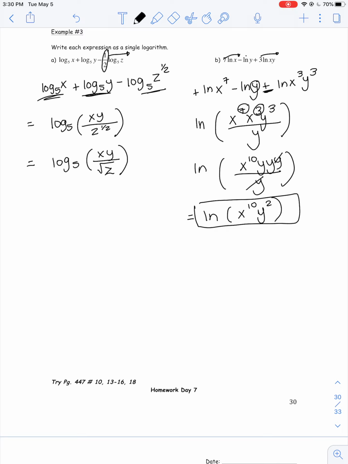Okay, so that is your lesson 7.3, so your log laws.